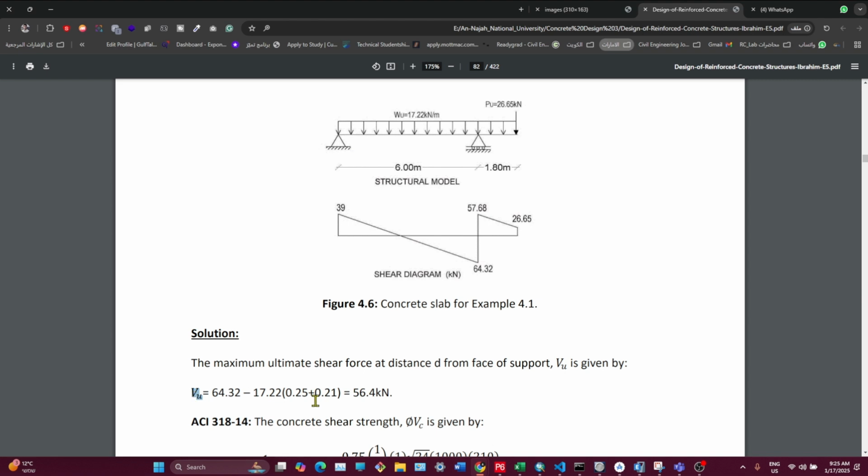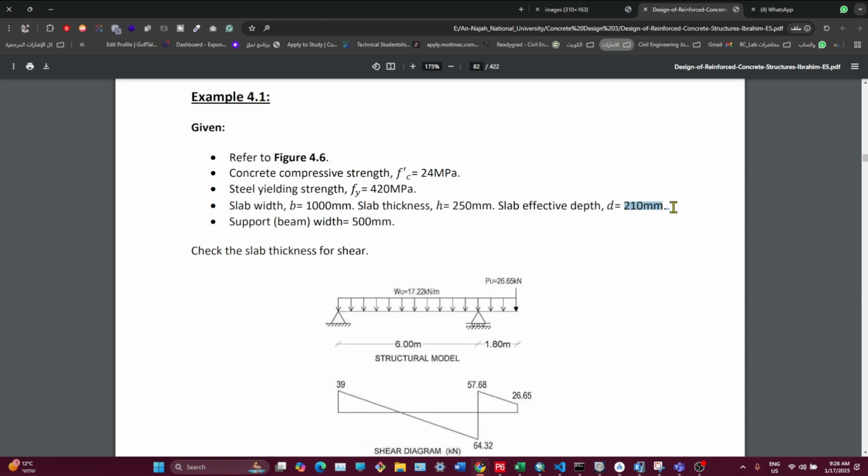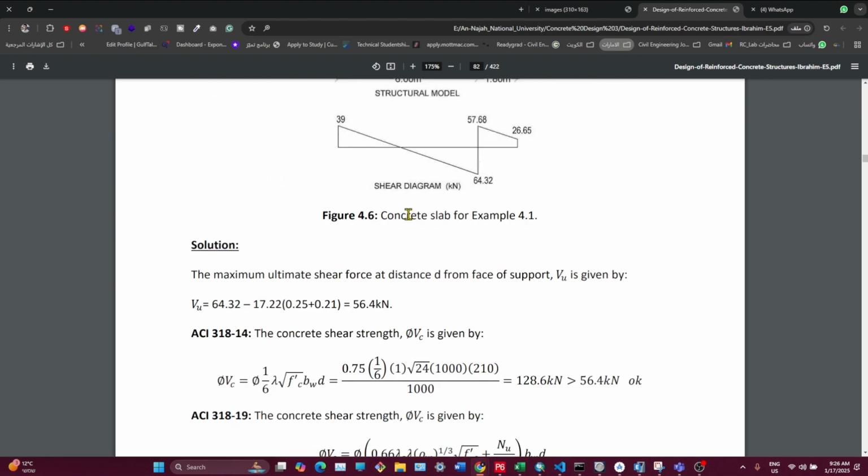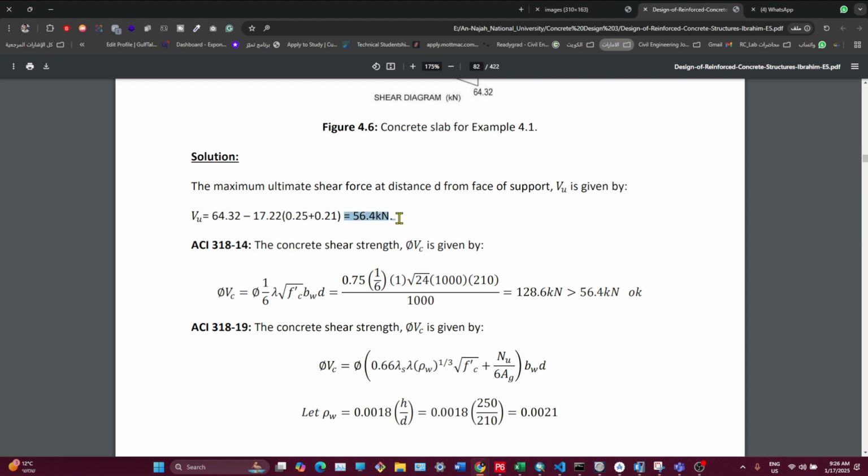Clear? So we minus 17.22 by the distance that we need to shift from the center, which is equal to the half of the beam, because we are in the center. So we minus the half of the beam width, so 0.25, and the 0.21, which is the d distance, right? The effective depth? Right, exactly. Okay. Is that clear? Makes sense now.